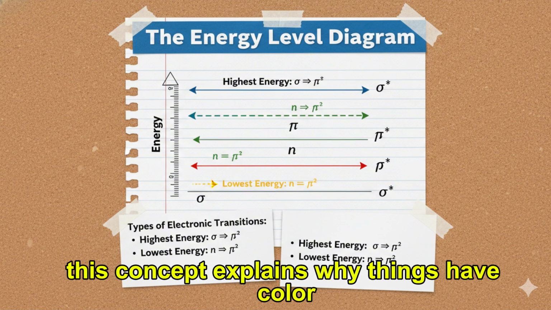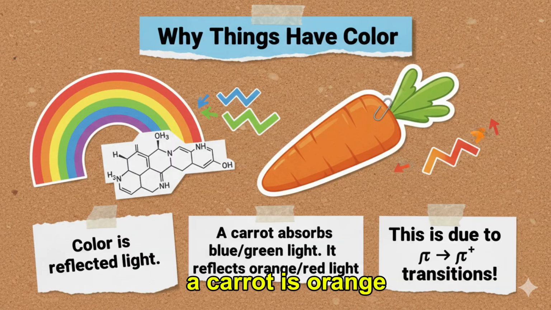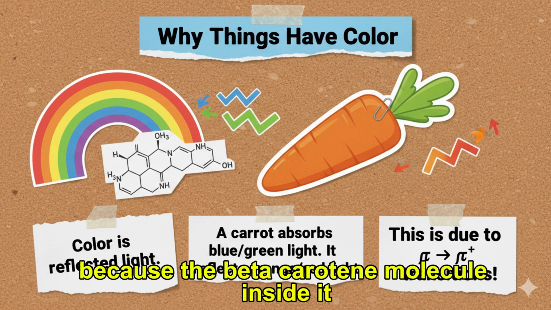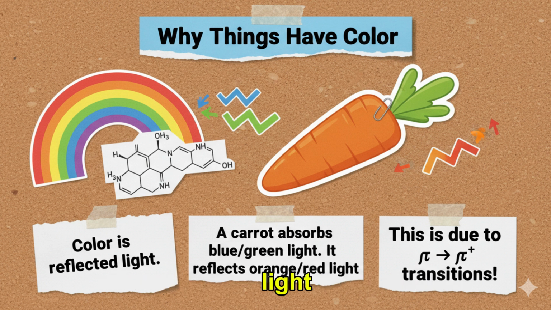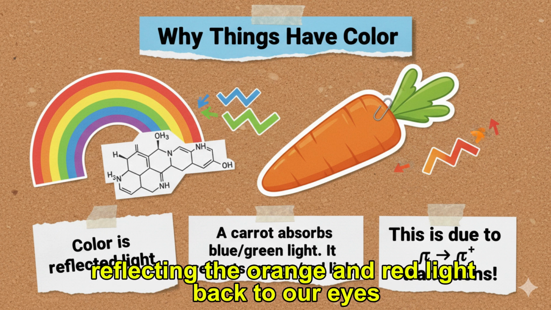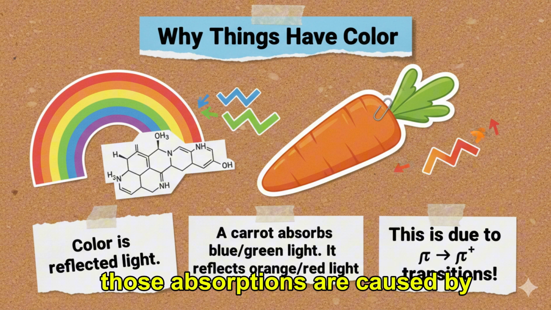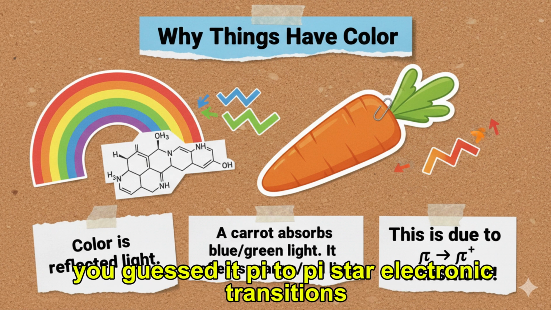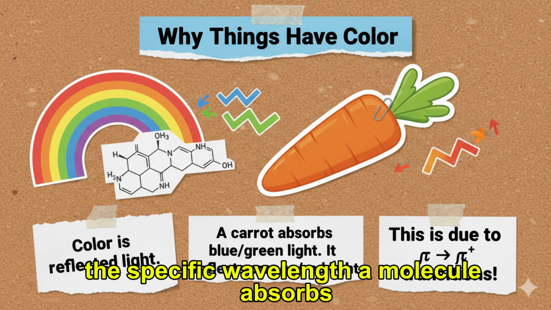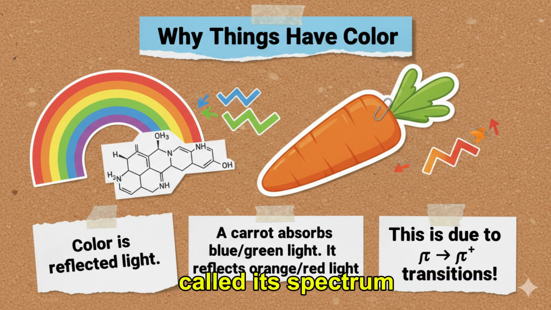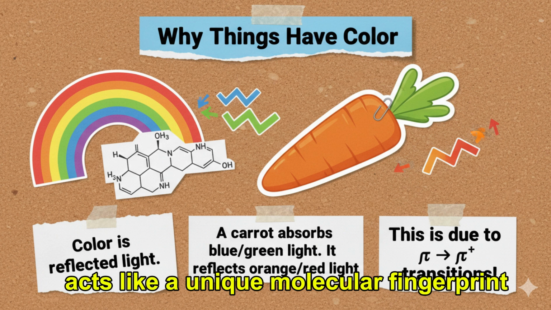This concept explains why things have color. A carrot is orange because the beta-carotene molecule inside it strongly absorbs blue and green light, reflecting the orange and red light back to our eyes. Those absorptions are caused by, you guessed it, pi to pi star electronic transitions. This is also how we can identify substances. The specific wavelengths a molecule absorbs, called its spectrum, act like a unique molecular fingerprint.